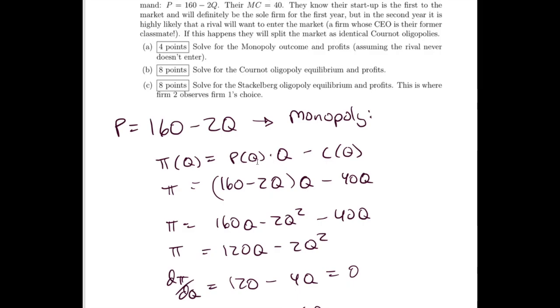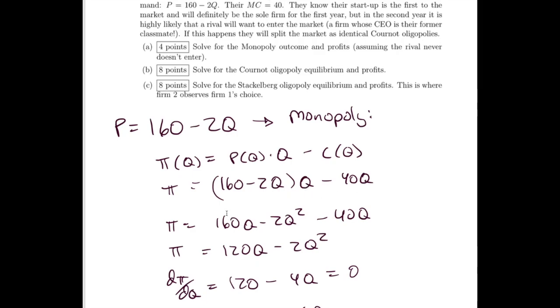So this is inverse demand. This is price as a function of quantity. That's exactly what this is. Times the quantity. You'll recognize this as revenue minus cost. All right, so this is the revenue component. This is the cost component. It's going to be 160 minus 2Q times Q minus 40Q because we had constant marginal cost.